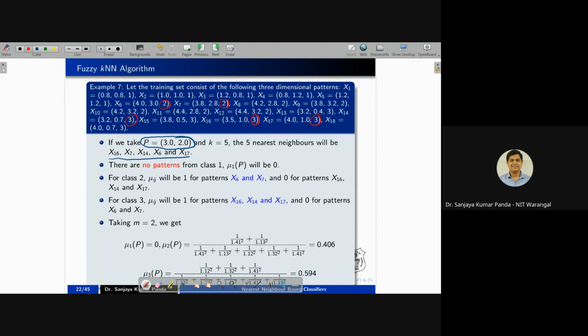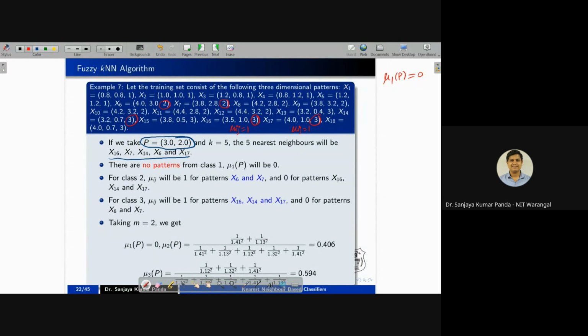Okay. So if you look into these 5 patterns, does any pattern belong to class 1? No. If no pattern belongs to class 1, the membership value of the pattern P in class 1 is 0. So out of 5 patterns, none belongs to class 1, so there is no membership of the test pattern P in class 1. That's why we put 0. But there are some patterns belonging to class 3. Like x16 belongs to class 3. So x16's membership value in class 3 is equal to 1, which we represent as mu ij equal to 1, where i represents the class and j represents the vector. Similarly, for x17, mu ij is equal to 1.